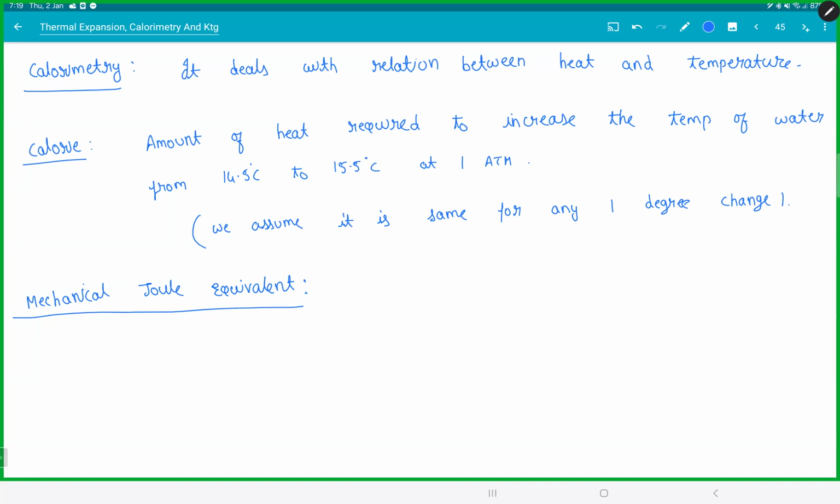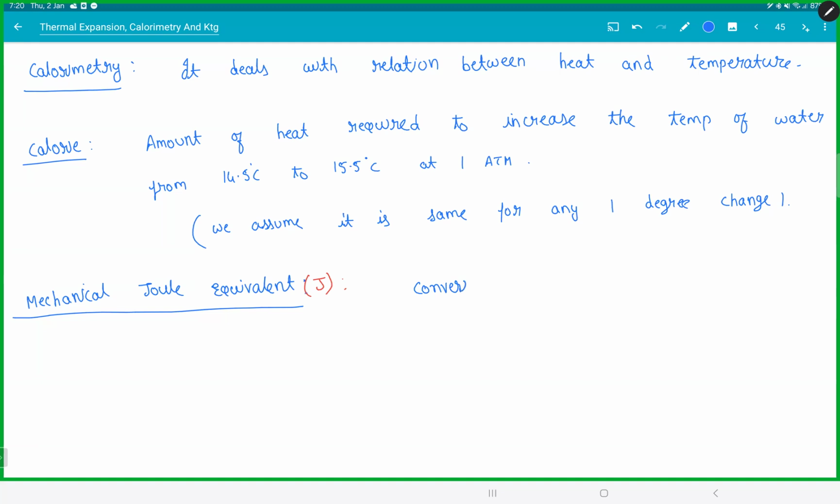But later on, the people who studied heat studied everything in calories. People who studied work studied everything in joules. They thought these two are completely different. And then later on, when they realized, boss, heat is nothing but another form of energy, they said okay, let's make everything the same. So then we had a conversion factor. So mechanical joule equivalent, the symbol is J. What it simply means is it's a conversion factor.